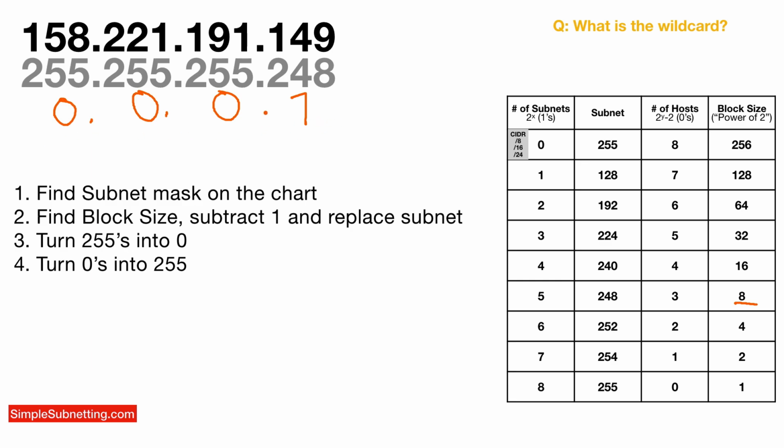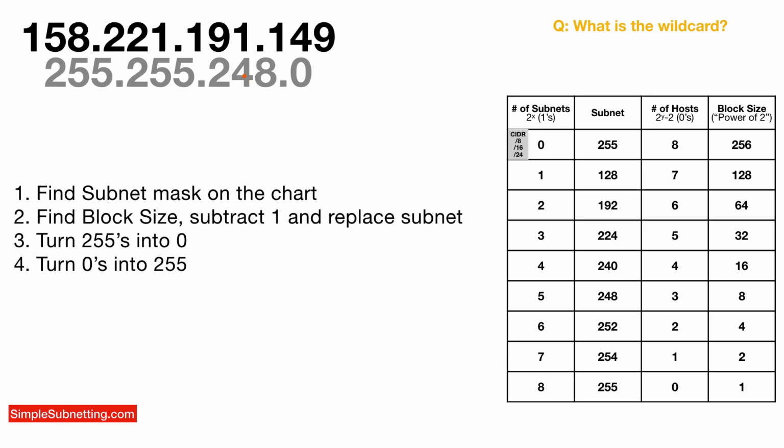Let's go to the next example. Here's the IP address and subnet mask. So we find the subnet mask on the chart, 248. And the block size is 8. We minus 1. And we replace the interesting octet, which is 7. And now we just reverse all the numbers. Turn 255s into 0s, 0.0. And then for 0s, we turn it into 255. And this is the wildcard.